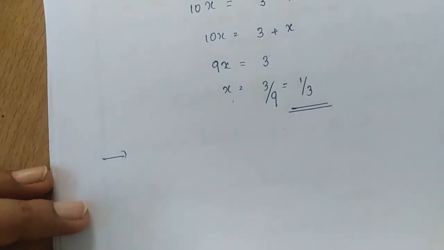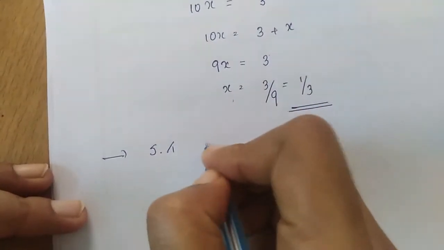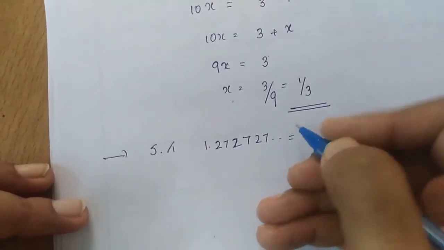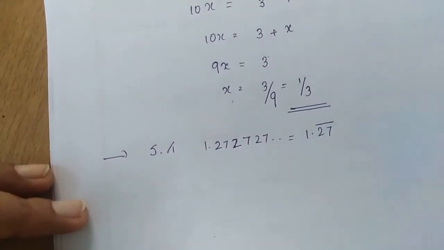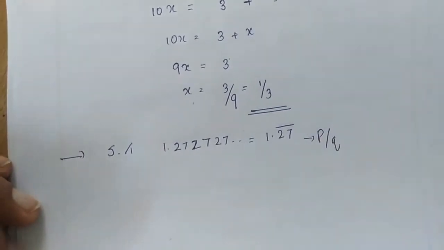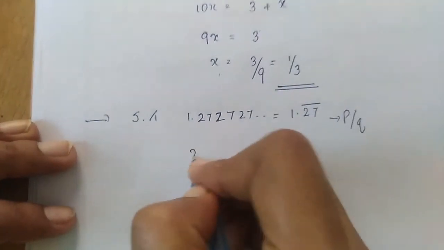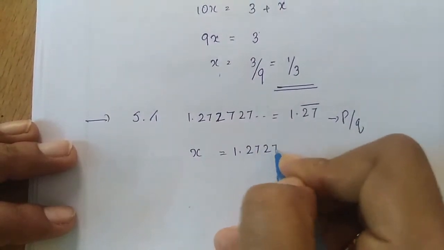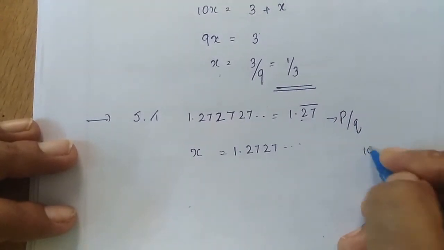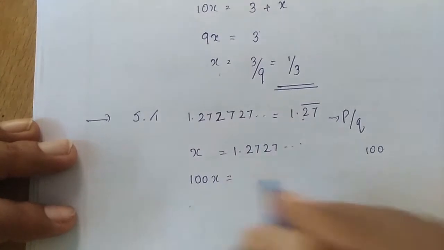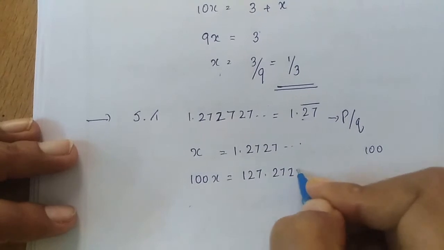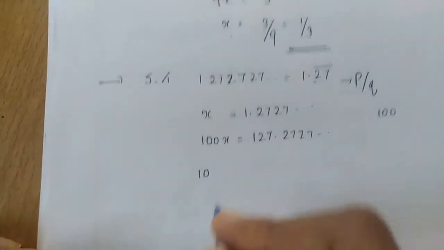Next question, a similar question. Show that 1.272727 etc., which we can represent as 1.27 bar, can be written in the form p by q. Let's take x is equal to 1.2727 etc. Here the repeating value is 27, so we have to take 100. 100x is equal to 127.2727, etc.